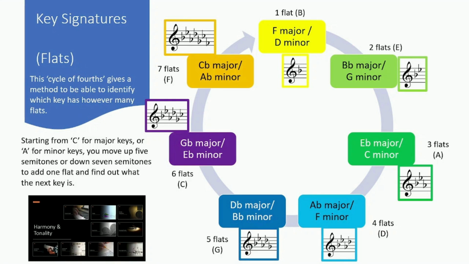Now, with flats, it's a little bit easier perhaps to figure out which note becomes flat, because as you can see from F major, the note is B. And what's the next key in the cycle of fourths? B flat major, the note that has become flat in the previous key. And in B flat major, which note is the new flat? E, which tells us what is the next key? E flat major. And then you can see the new note is A, leads on to A flat major, and so on and so forth.